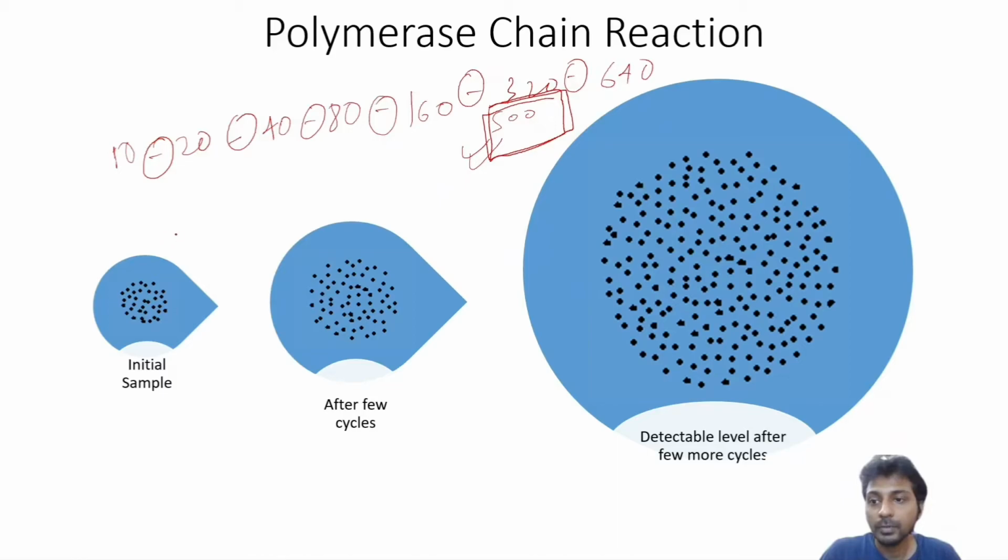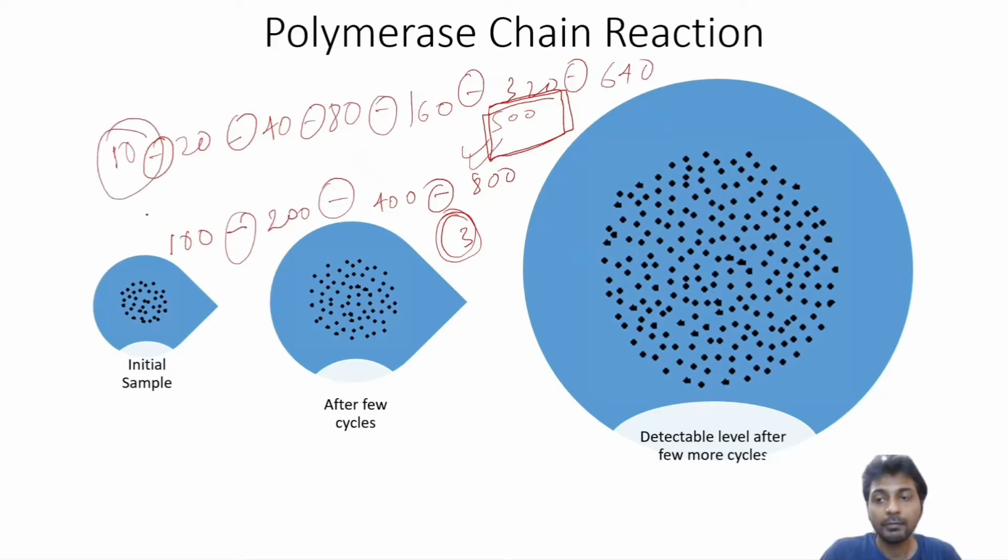Now let's say another person has a viral load of 100 in the initial sample. How many PCR cycles do we need? 100, 200, 400, 800. So we need only 1, 2, 3 cycles. So that's why a higher cycle count means that you have less viral load in the initial sample and thus you have less virus present inside you.